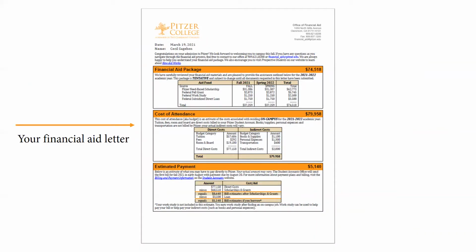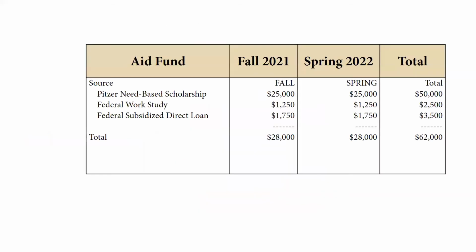Now that we've done an overview of the basics, let's break down your letter piece by piece, starting with the section at the top, labeled Financial Aid Package. You'll notice that your aid is broken down by semester, starting with the fall. Now let's take a look at what the sources of your aid are, aka where's your aid coming from?